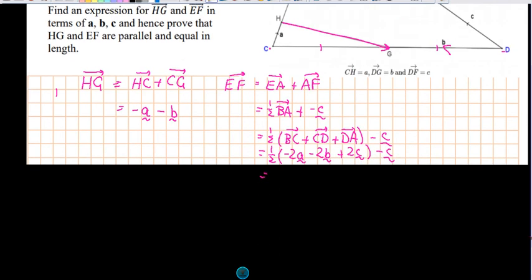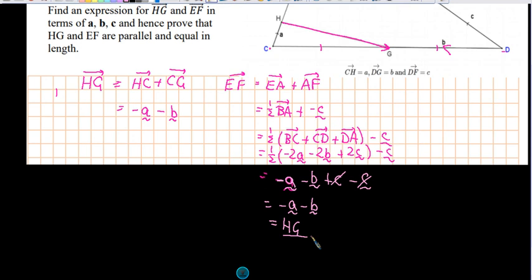Okay, so a half of all of that becomes minus A. I'll change to the lighter pink so you can see it nicely. Minus A, take B, plus C, take C, equals minus A, take B. Hence prove that HG and EF are parallel and equal in length. Well, doesn't this equal HG? And hence they're parallel and equal in length.